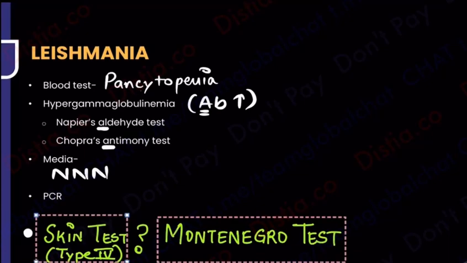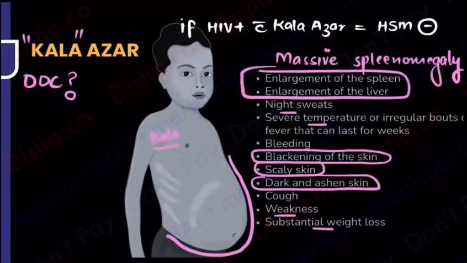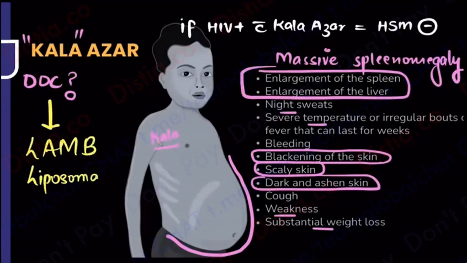Right? Now coming back, you've done the full diagnosis. This patient has been actively diagnosed. So now comes the time of treatment. What is the drug of choice? The drug of choice is going to be LAMP, that is liposomal amphotericin B. The drug of choice is liposomal amphotericin B, which is very, very important.